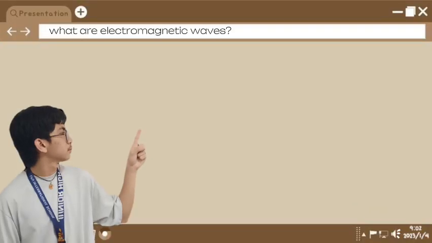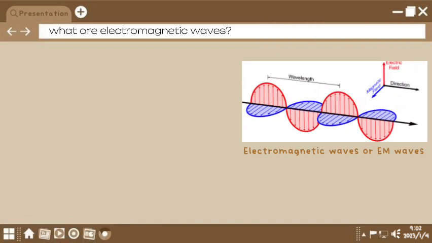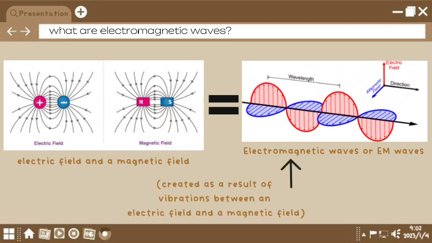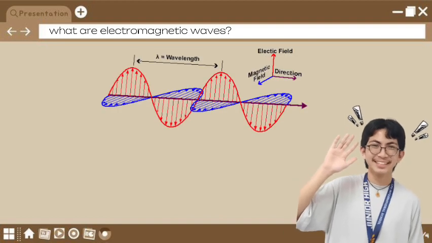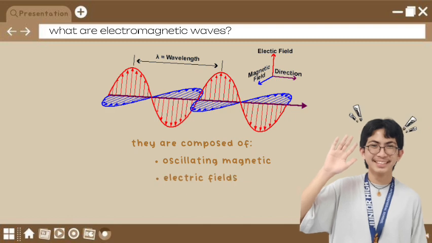But first, what are electromagnetic waves? Electromagnetic waves, or EM waves, are waves that are created as a result of vibration between an electric field and a magnetic field. In other words, EM waves are composed of oscillating magnetic and electric fields.